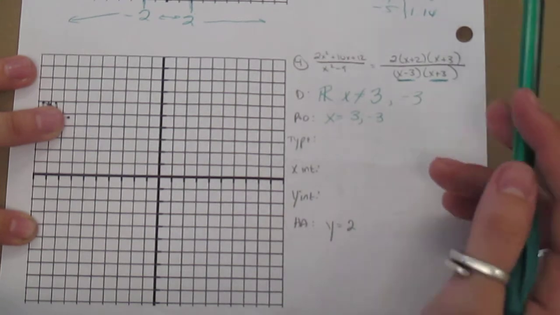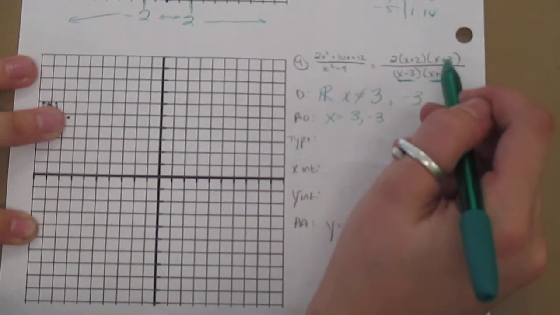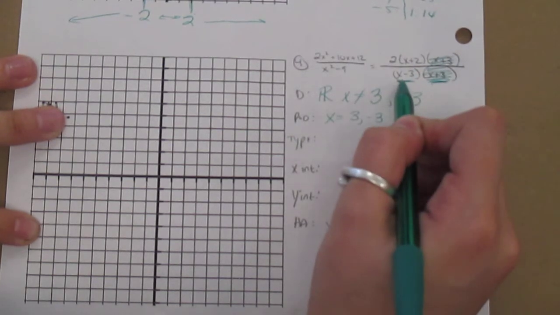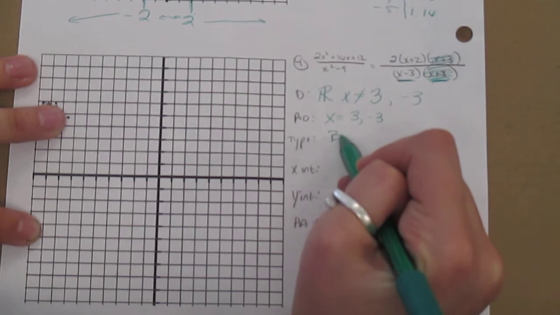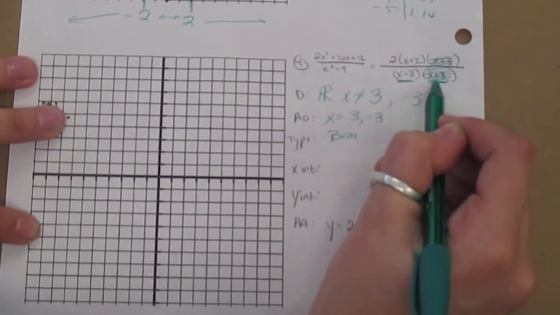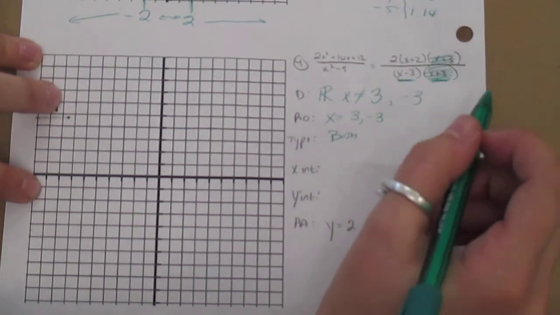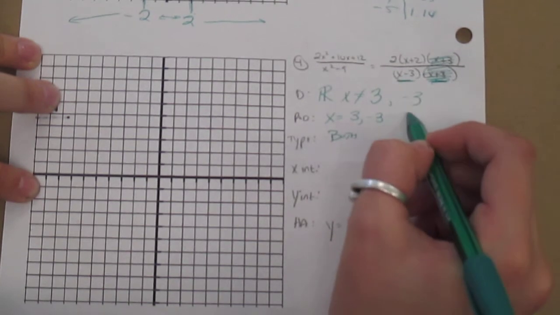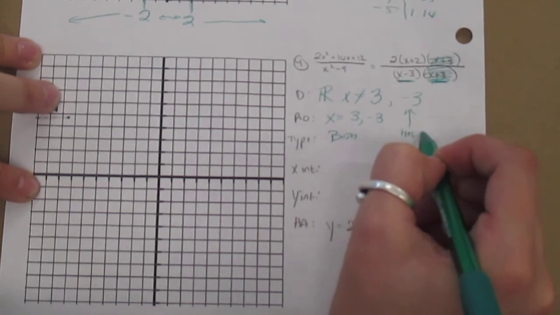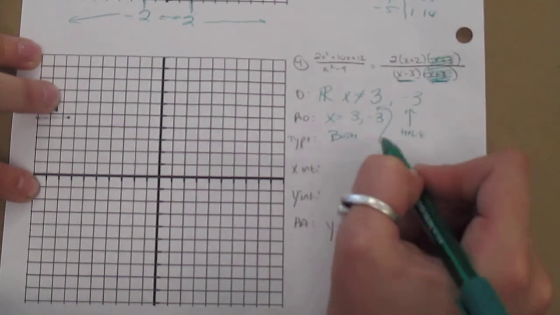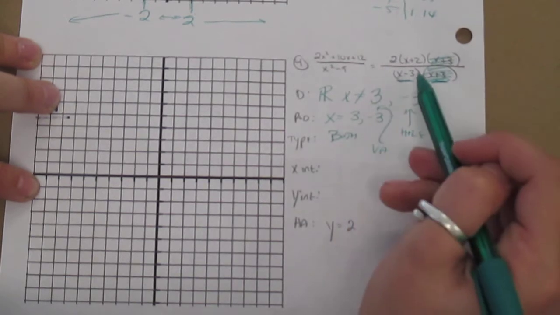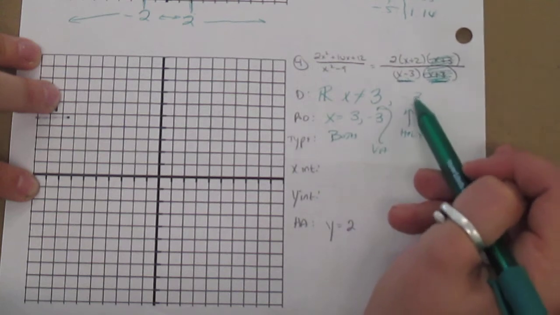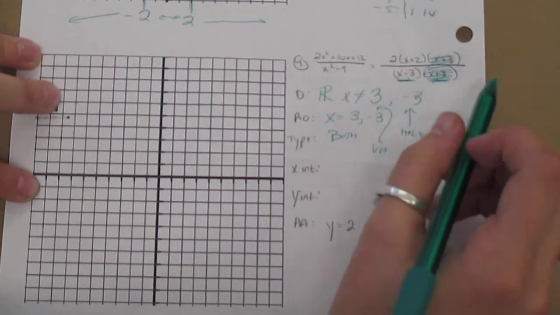Now, can anything be crossed out? And the answer to this one is yes. The x plus 3's can be crossed out. But this one cannot be crossed out. So the types are going to be both because you had one that was removable and one that wasn't removable, which means that one's going to be a hole, one's going to be a vertical asymptote. So this one, -3, is actually going to be the hole, and +3 is going to be the vertical asymptote because this one was not canceled, so it was non-removable. This one was, so that is the hole.